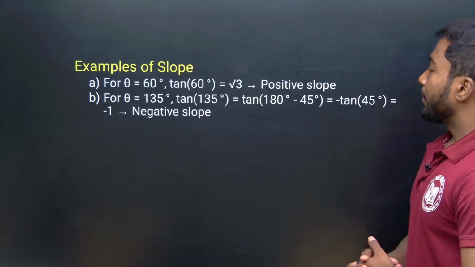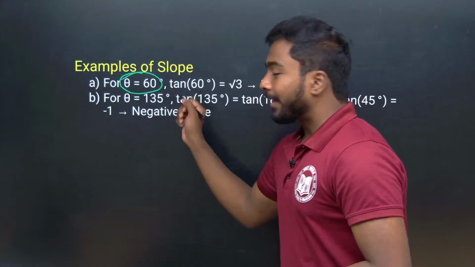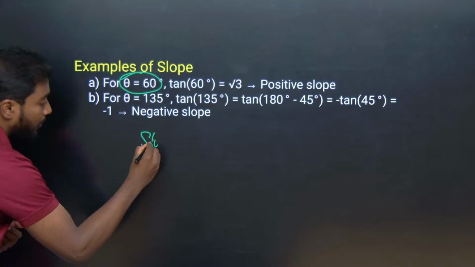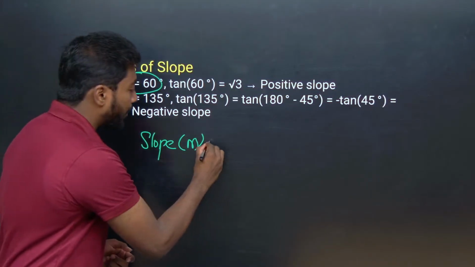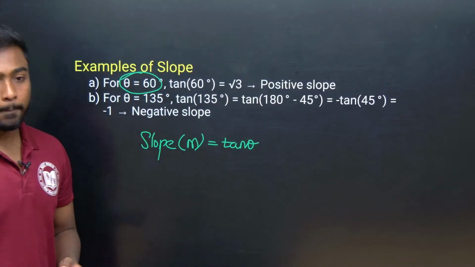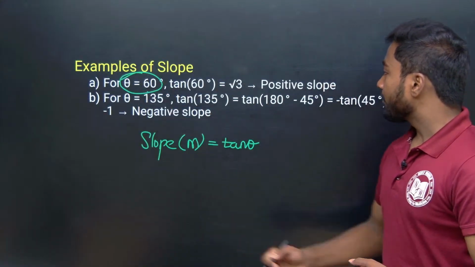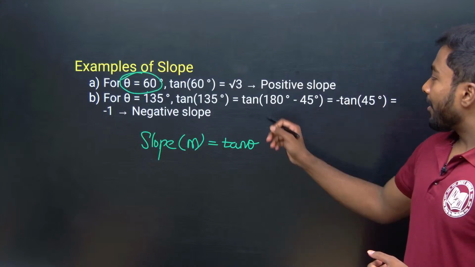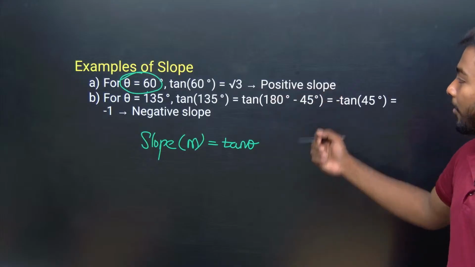For example, theta equals 60, then tan theta, we have seen the slope is said to be m, which is nothing but tan theta. So here tan 60, what is the tan 60 value? Root 3. So if I take the value of root 3, is it positive or negative? Positive. So it will be a positive slope.